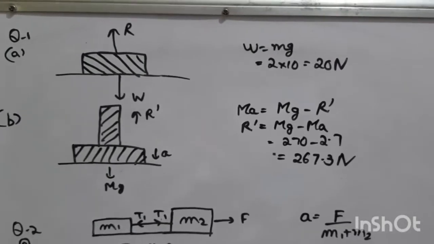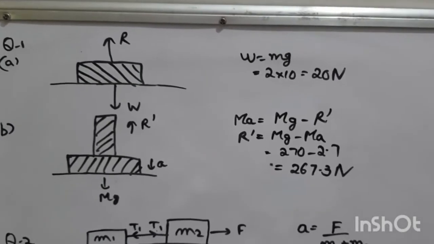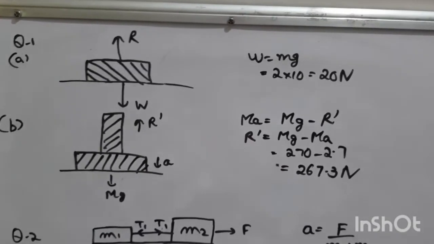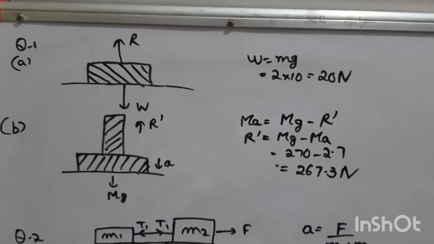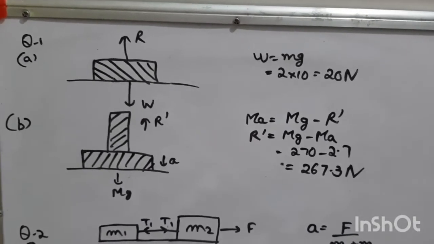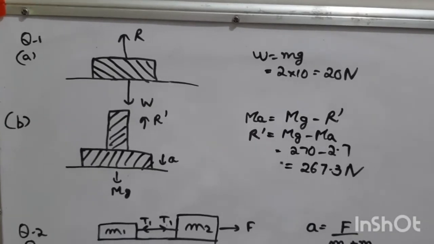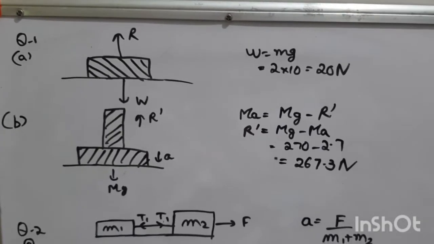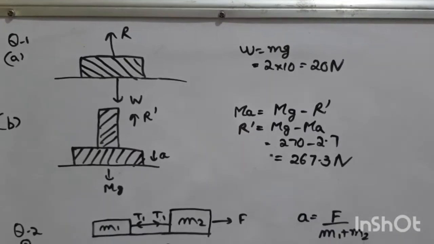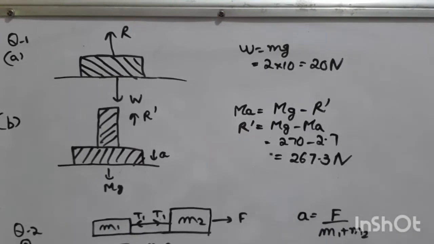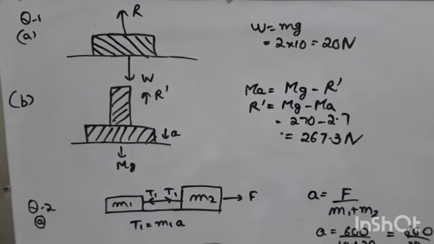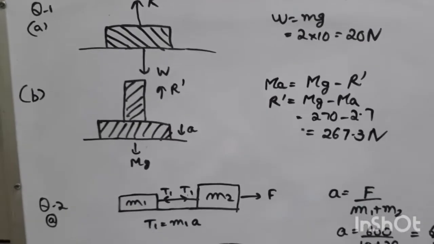Now the first question is: a wooden block of mass 2 kg rests on a soft horizontal floor. When an iron cylinder of mass 25 kg is placed on the top of the block, the cylinder and block together go down with an acceleration of a is equal to 0.1 meter per second square. Find the action of the block on the floor before and after placing the cylinder.